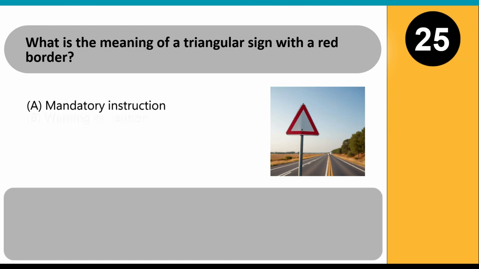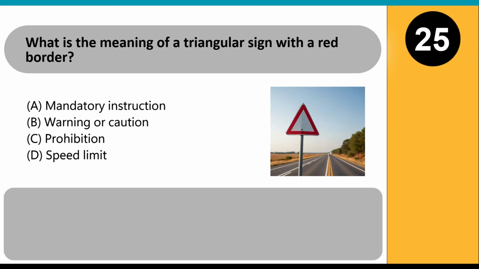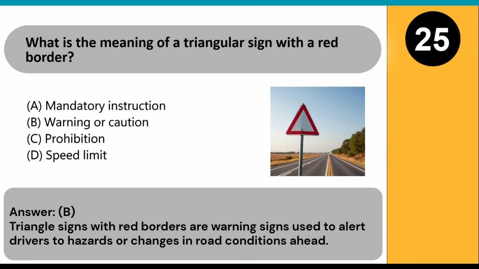What is the meaning of a triangular sign with a red border? A. Mandatory instruction. B. Warning or caution. C. Prohibition. D. Speed limit. Answer: B. Triangle signs with red borders are warning signs used to alert drivers to hazards or changes in road conditions ahead.